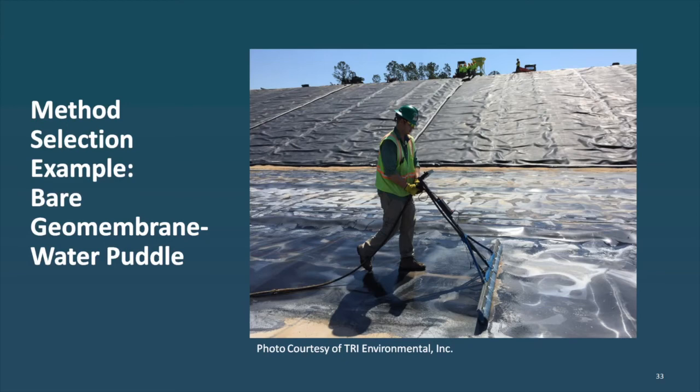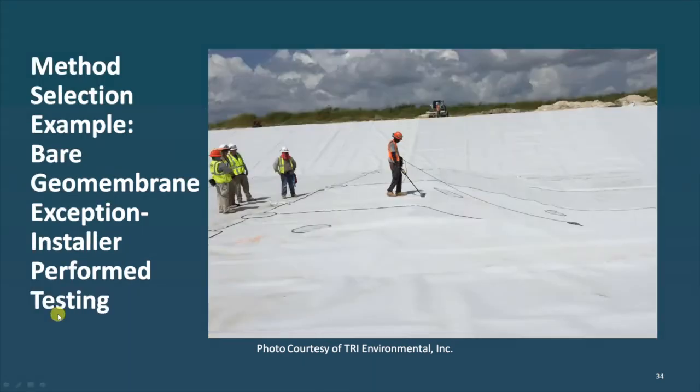I can tell you that it's difficult to perform on the slope, and in fact, it's not as effective on a slope. So basically for floor areas, anything up to about 3-to-1 slope, it's going to be the most effective and practical test. So the one exception to the water puddle method being the most practical bare geomembrane test is when the installer performs their own bare liner testing.